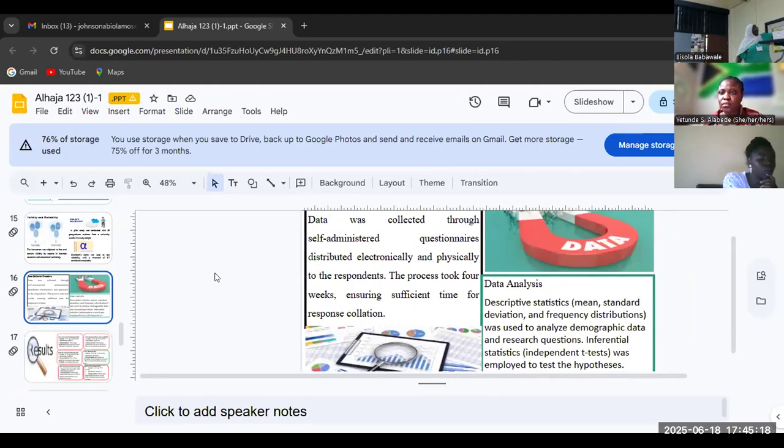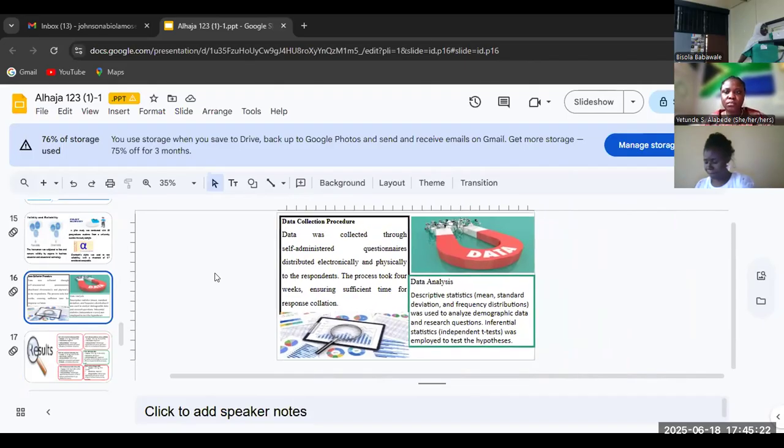This is where I talk about the method of collecting data. I collected the data and analyzed it through descriptive statistics, which is mean and standard deviation, used for the demographic data, and also inferential statistics. I used it to test the hypothesis. Move to the next one.